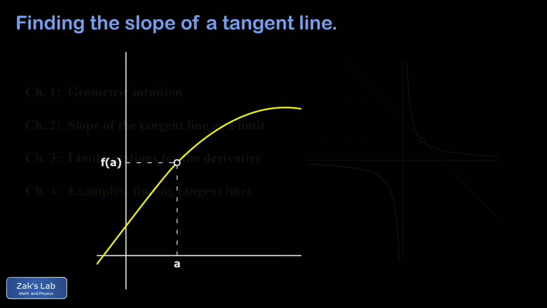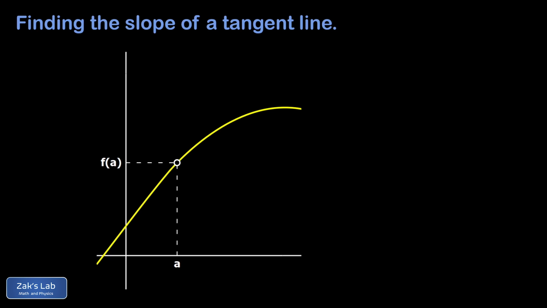So given some arbitrary function f(x) and a point (a, f(a)), our main goal is to find the slope of the tangent line at a. And that tangent line is a special line that touches the curve right at the point of interest, but also has the same slope as f(x) at that point.